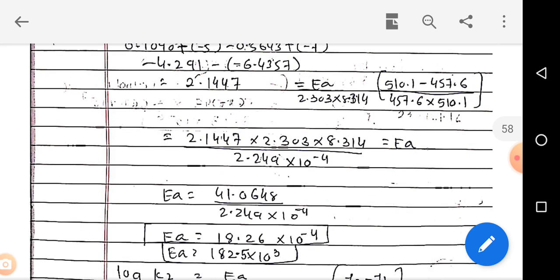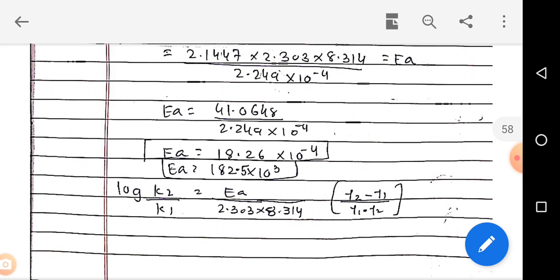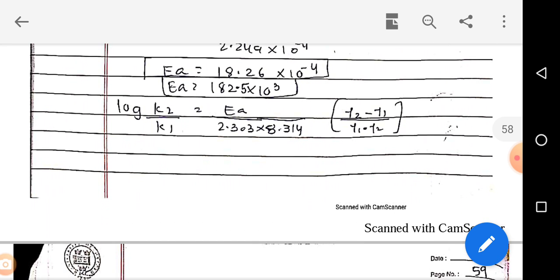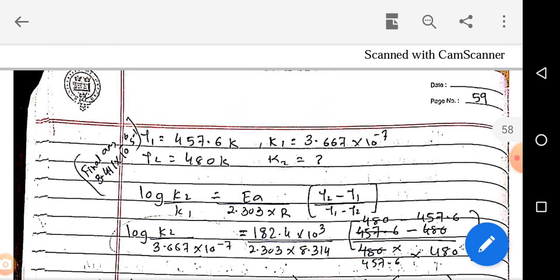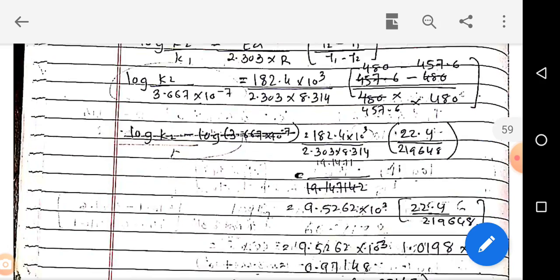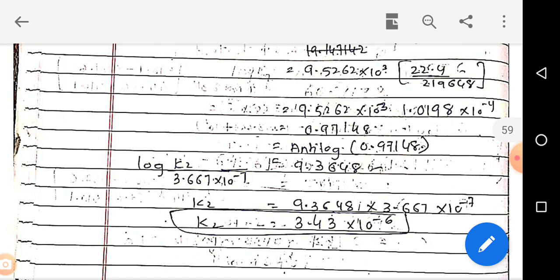Finalizing the value, we get EA equal to 18.26 into 10 to the power minus 4. So this is the simple way to find the answer. EA is 182.5 into 10 to the power 3. In this way you can solve the various questions asked on these values, where the values of T1, T2, K2 and K1 are given. By using these values, we put them into the well-known formula and solve the questions step by step, and we will finally get the correct answer.